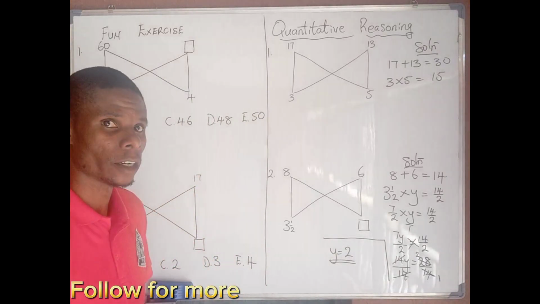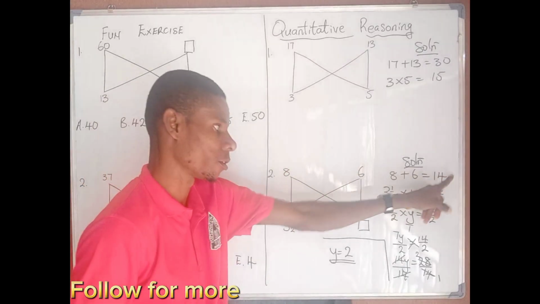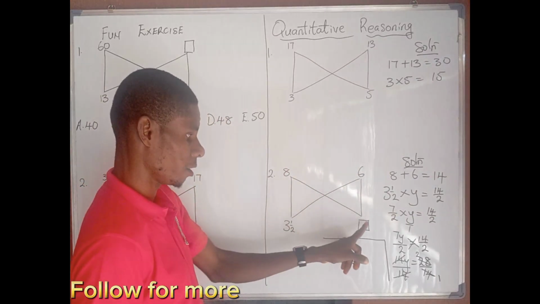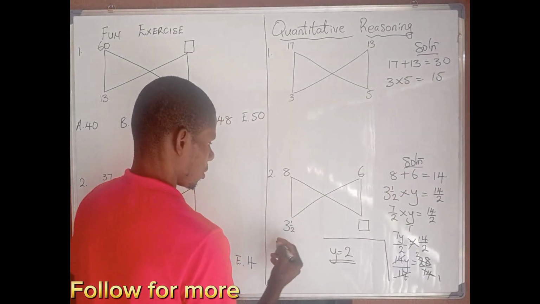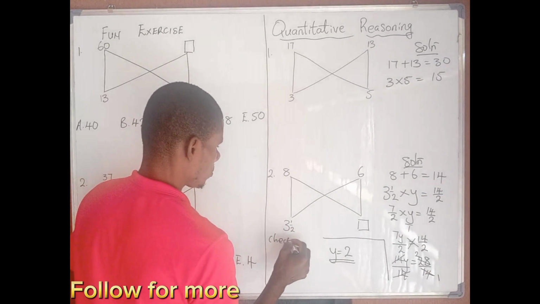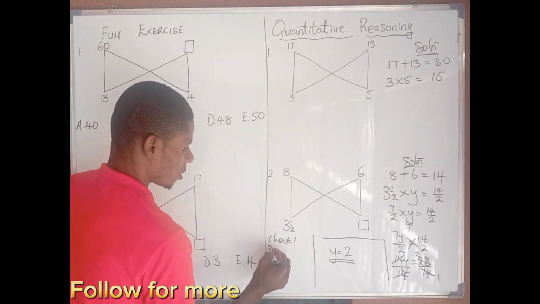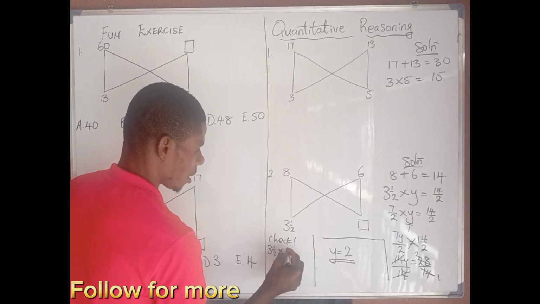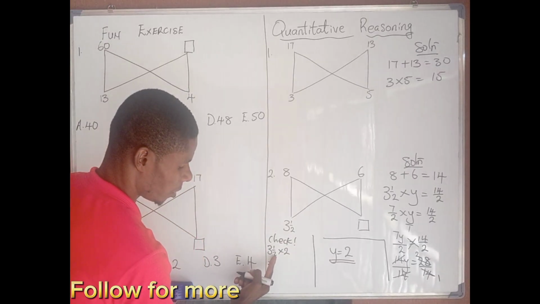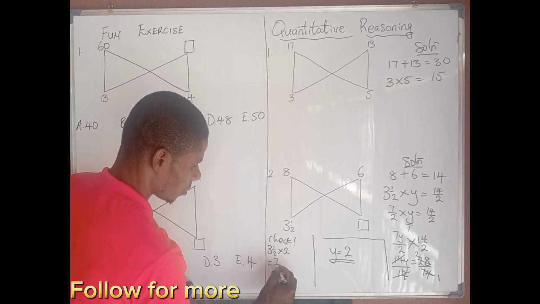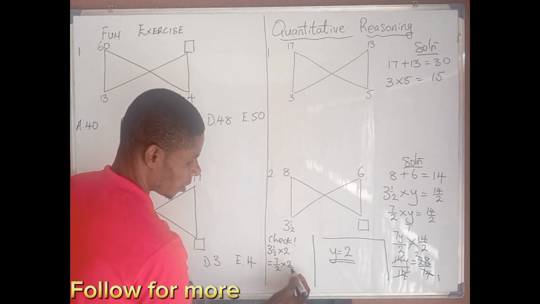All right, let's check. This plus this gave us 14, and this times this is supposed to be 7. So we are checking here. This should be 3.5 times 2. Let's change this: 3.5 means 7 over 2 times 2, which is 2 over 1.